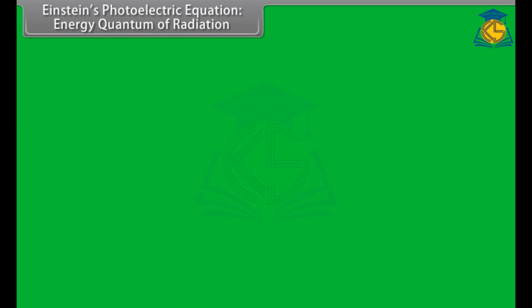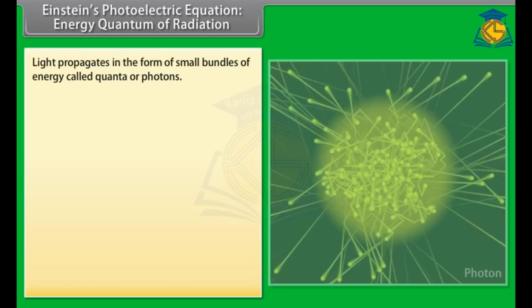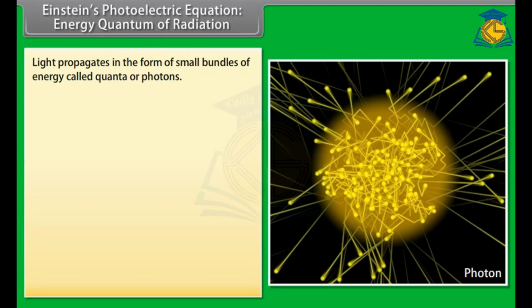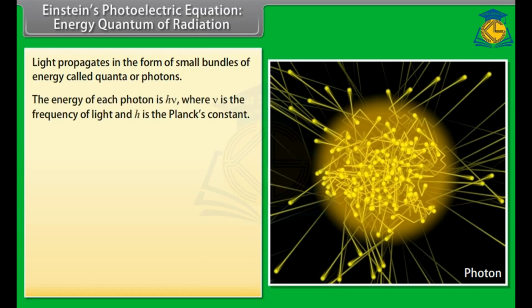Einstein's photoelectric equation. Energy quantum of radiation. Light propagates in the form of small bundles of energy called quanta or photons. The energy of each photon is h nu, where nu is the frequency of light and h is the Planck's constant. The value of h is 6.62 × 10^-34 joule second.